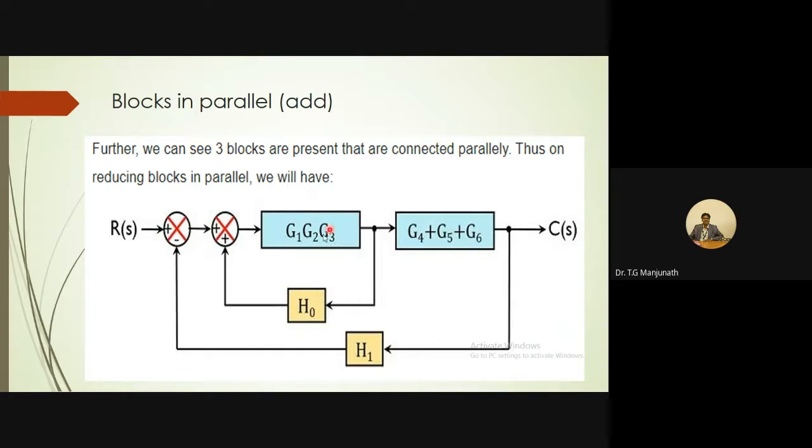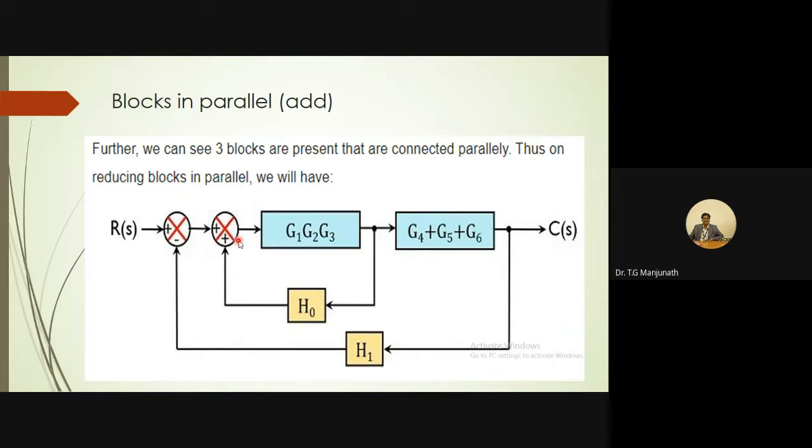Okay, next diagram. Here, this block and this block cannot be taken in series. Why? Because between these two blocks, you have a takeoff point or a tapping point. Correct? Hence, I cannot take these two blocks in series. Then, what is this? So, this forms a loop or a feedback loop.